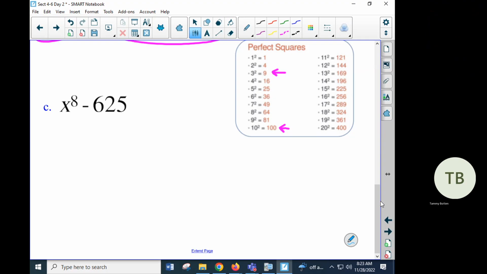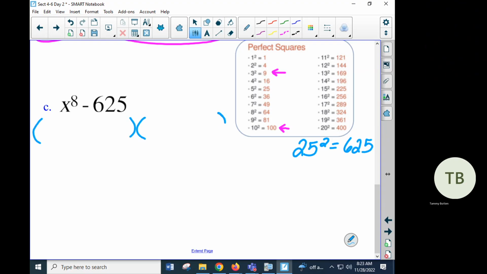And 625, I bet those of you that weren't here on Wednesday, I forgot to give you your cheat sheet. And on your cheat sheet last week, we added this one to the perfect squares. 25 squared is 625, okay?